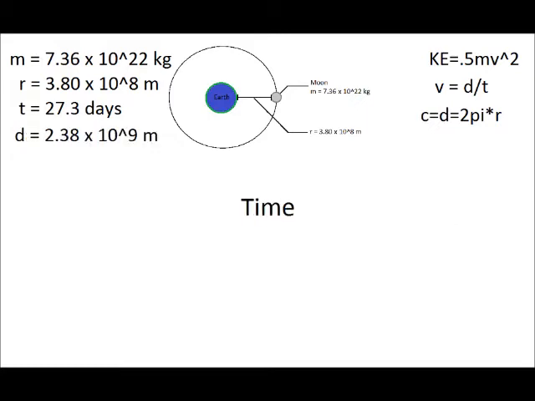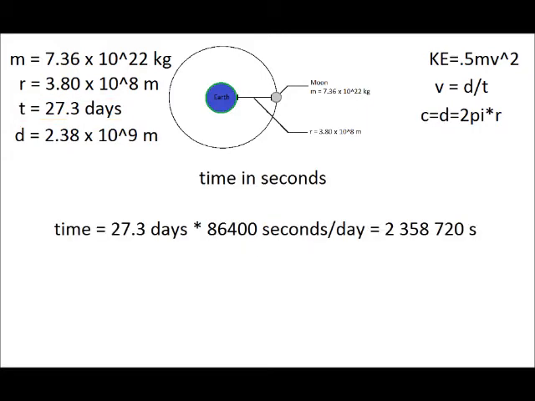And to find time, well, we already have time, it's just in the wrong units. We want seconds, not days. So you take 27.3 days, multiply that by the number of seconds in a day, which is 86,400 seconds in a day, and you will get 2,358,720 seconds.